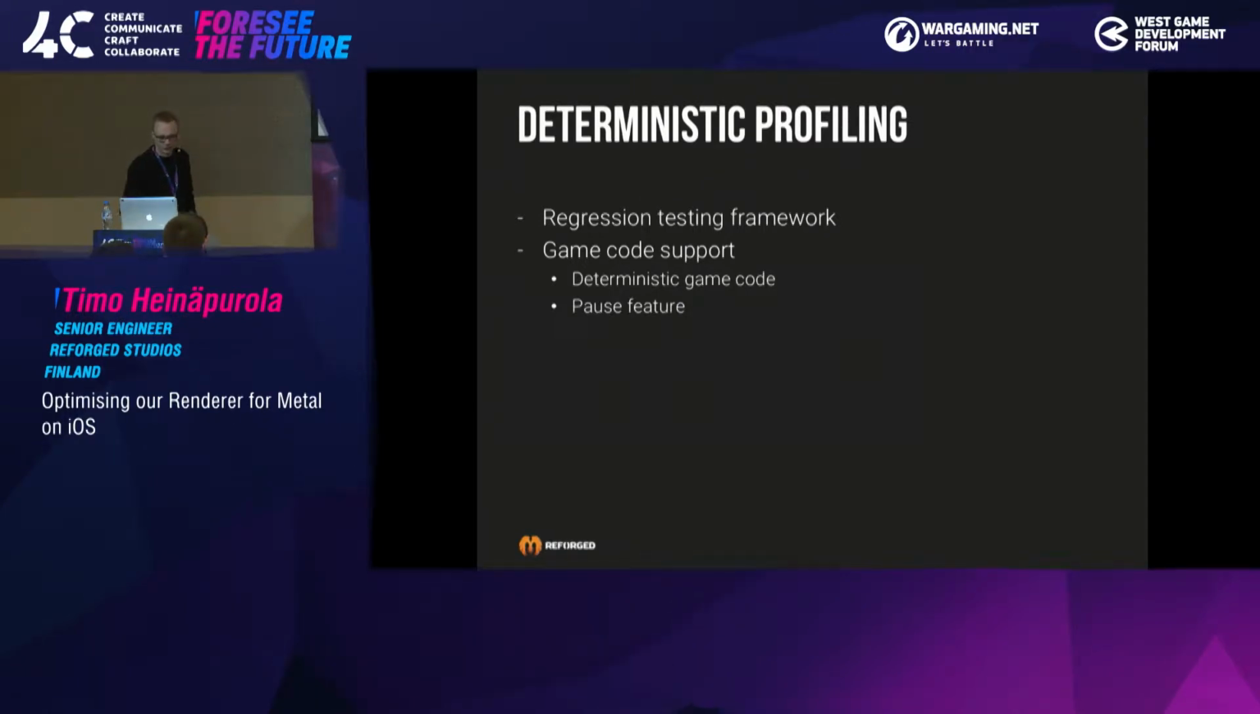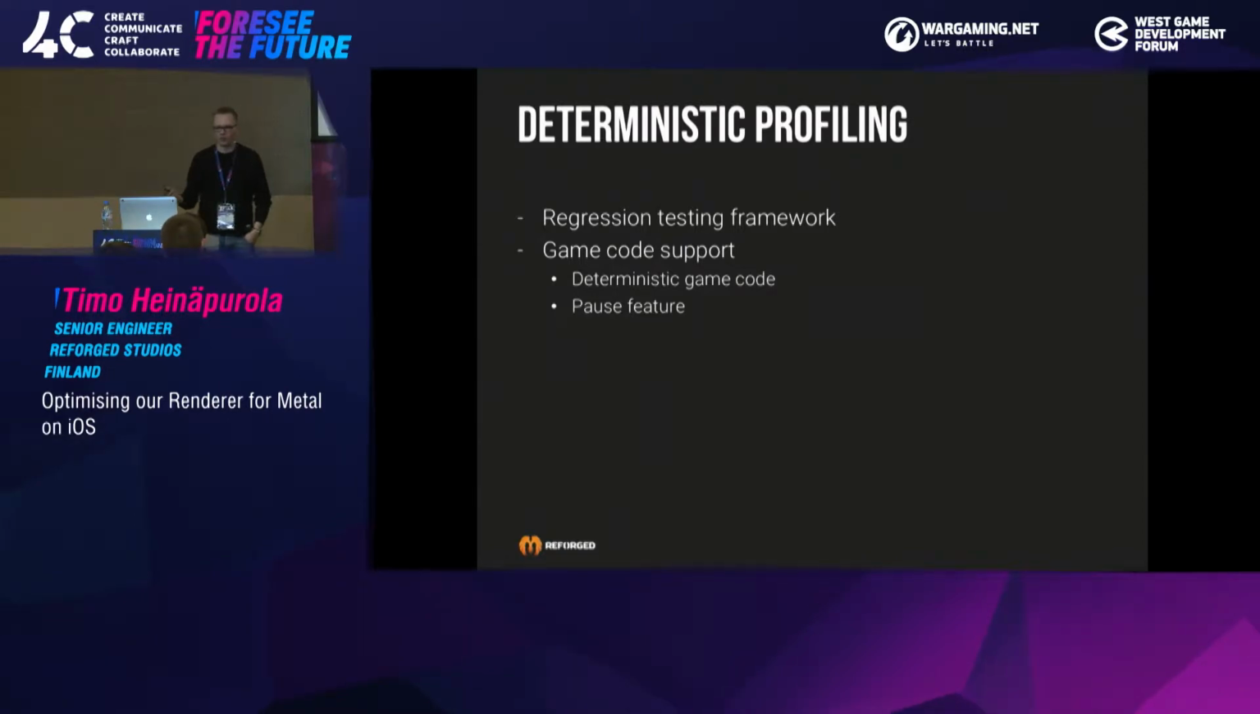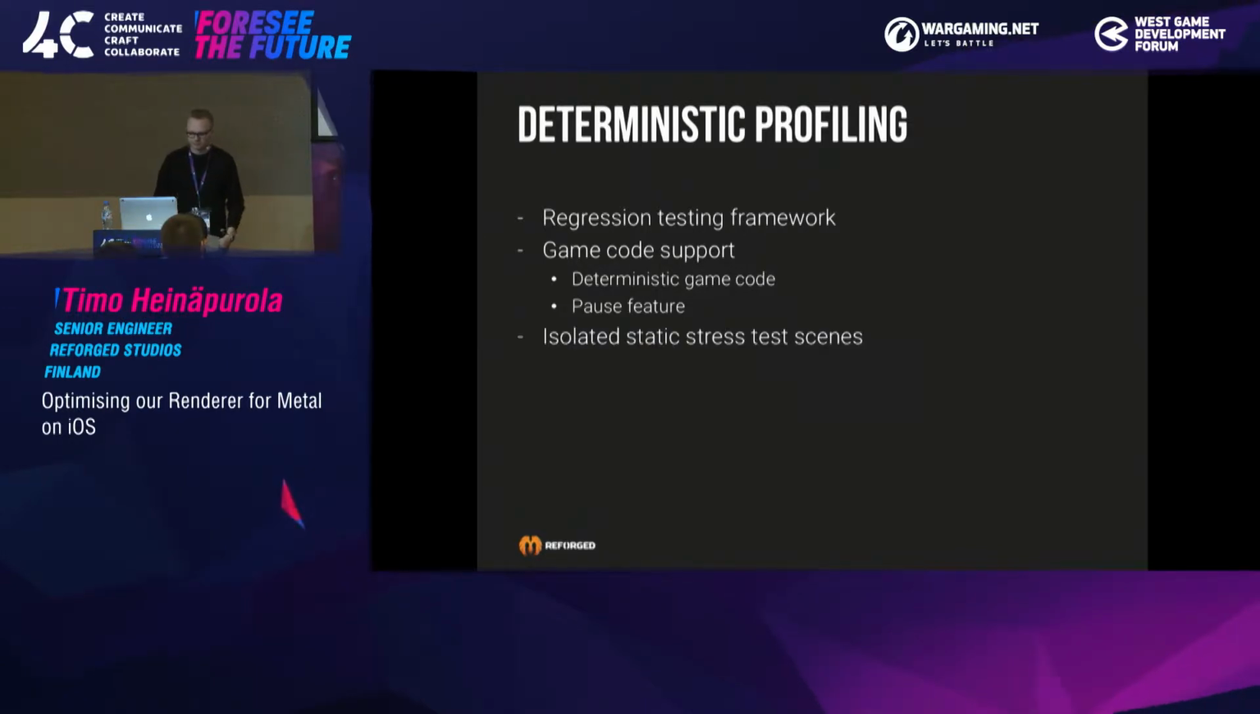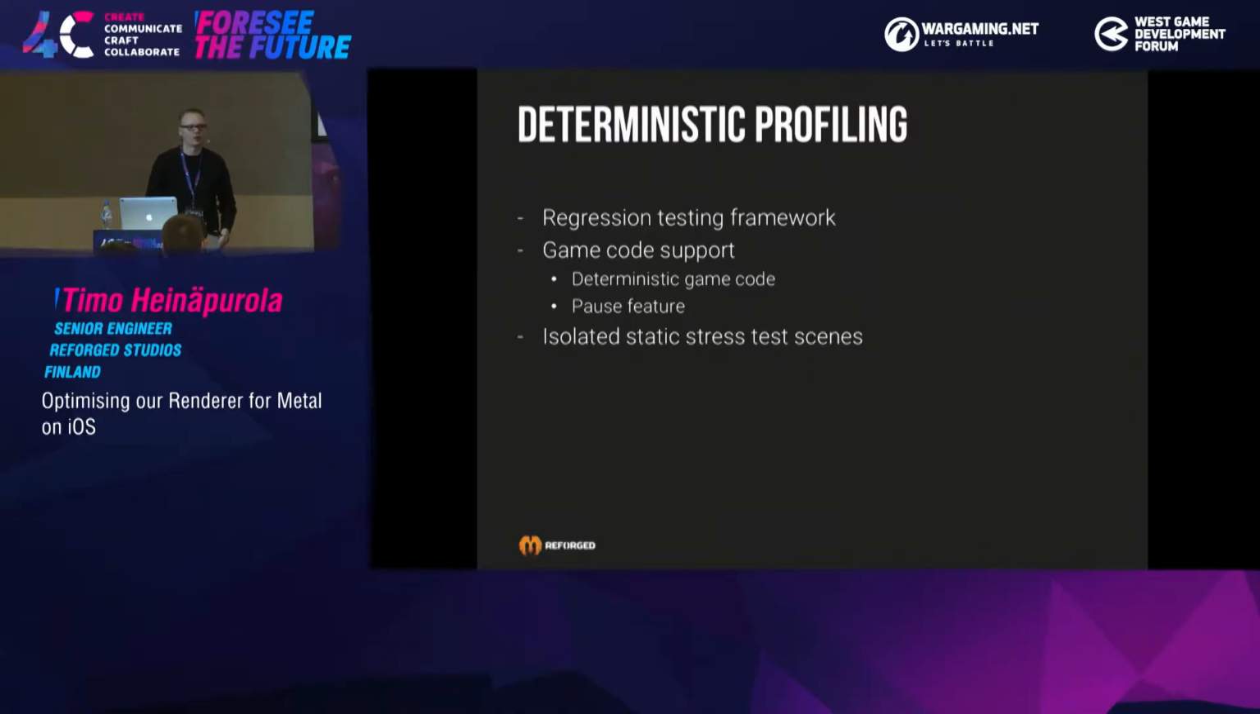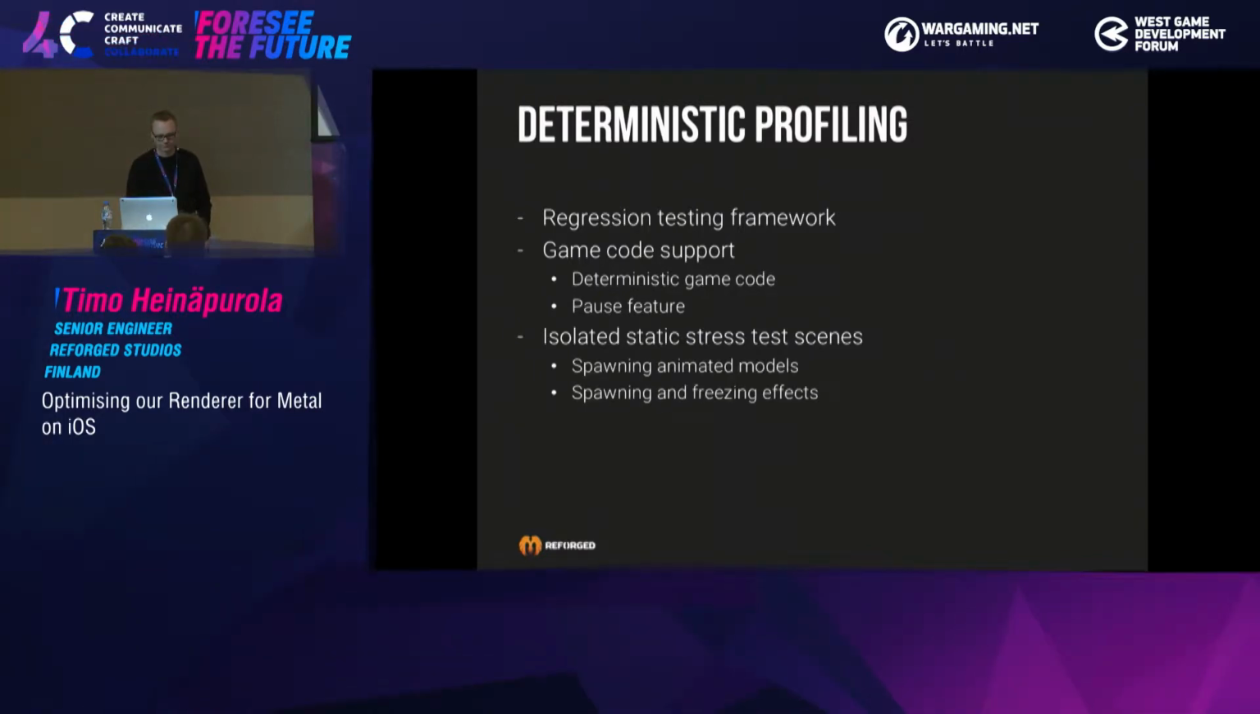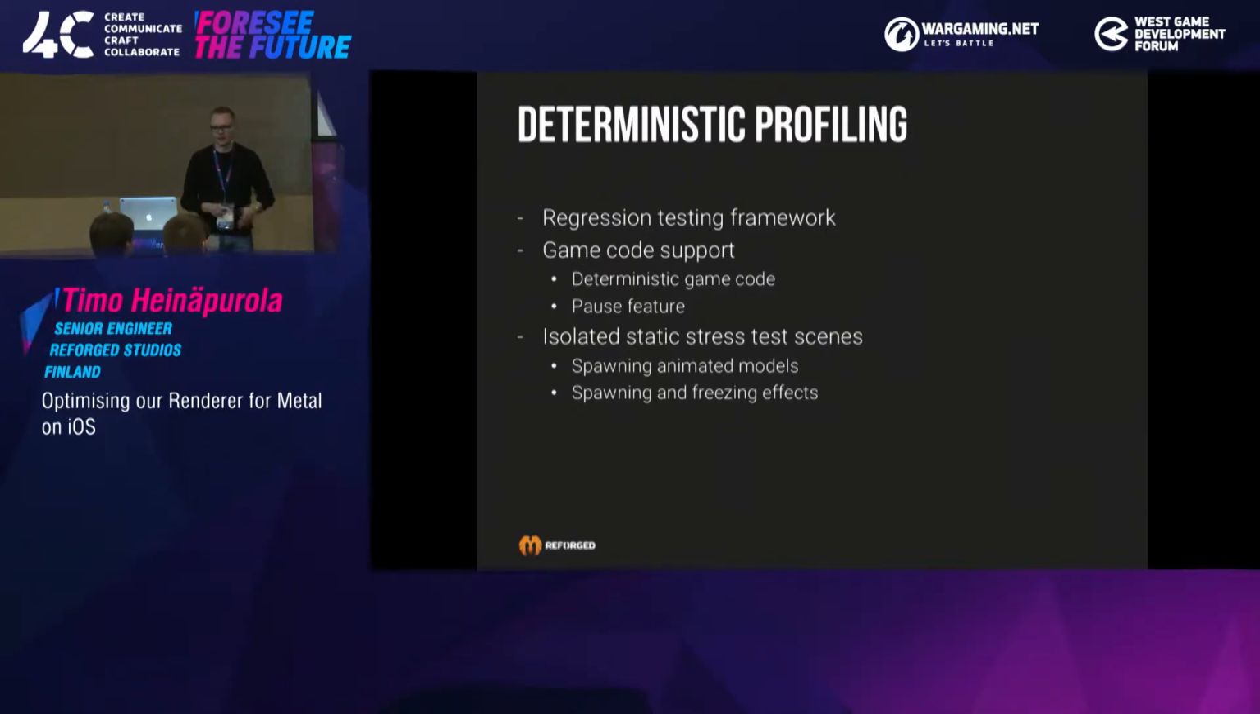Then we also have a pause feature. This allows us to pause the game at any time and just visualize how well we're performing for that frame. Also, we have an isolated static stress test scene. This allows us to spawn individual animated models in a static scene and also spawn effects and freeze those effects at specific times. So we can create this really complex and expensive scene and look at what the performance statistics of that are before and after optimizing.